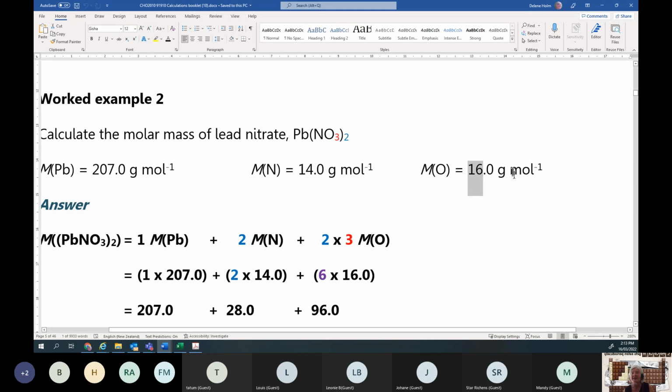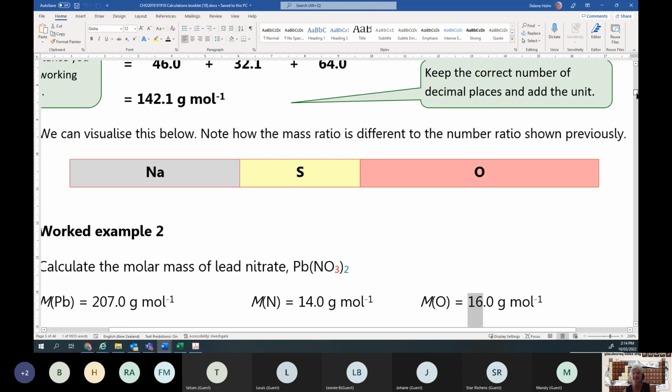Thank you. So if you weigh out exactly 16.0 grams of oxygen atoms, it means there will be 1 mole of oxygen atoms in that mass that you've weighed out. So that's the way they've worked out this quantity called mole. And remember, mole is a very big number.